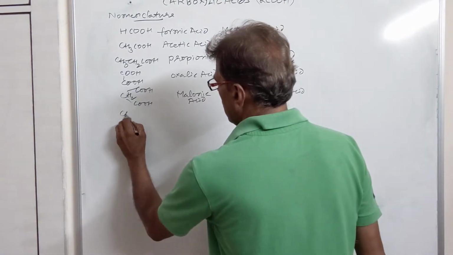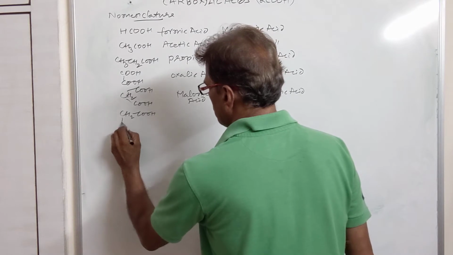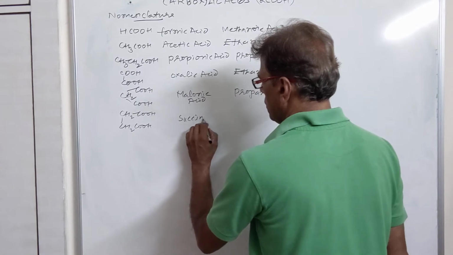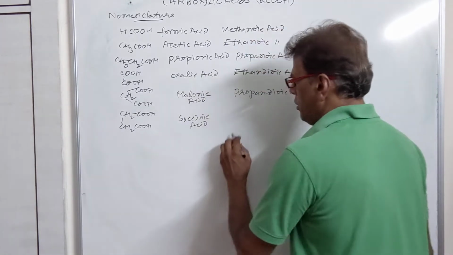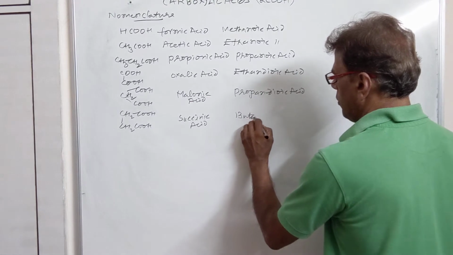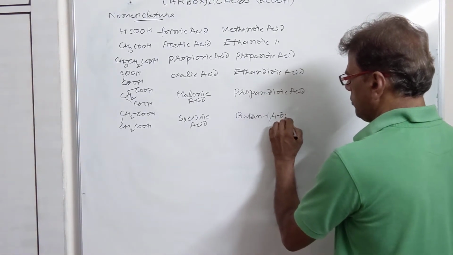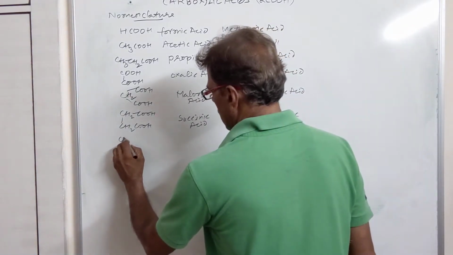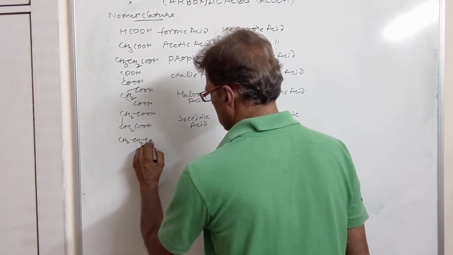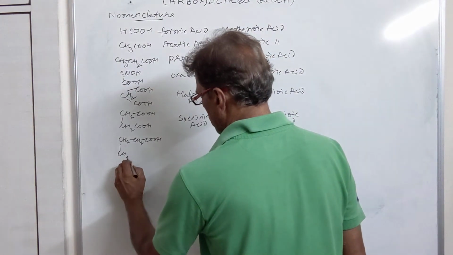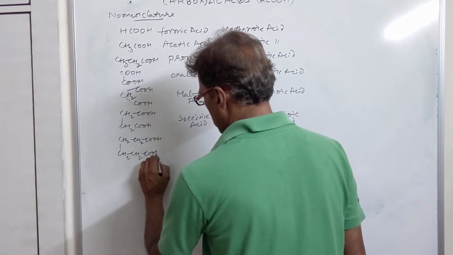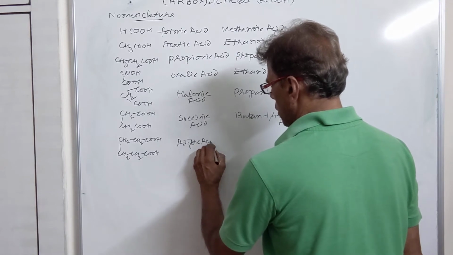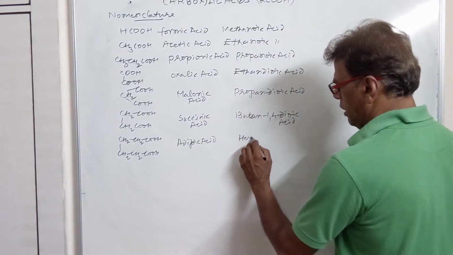Then we have another dicarboxylic acid. This is called as succinic acid. IUPAC name will be butane 1,4-dioic acid. Then we have adipic acid, 6 carbon acid. It is used in the preparation of polymers, specifically nylon. This is adipic acid. IUPAC name will be hexane 1,6-dioic acid.